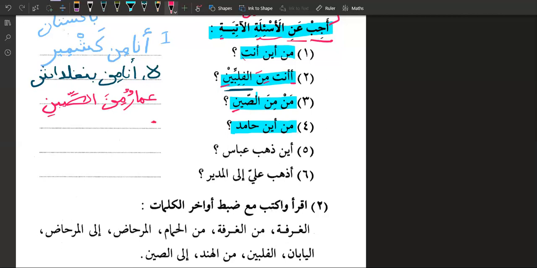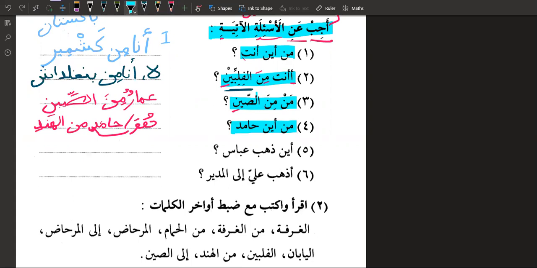So there's two ways we can write the sentence, the answer. We could say هو, or we could just write حامد. Okay. So, or we could say حامد من الهند. So if we say هو من الهند, we could just say هو من الهند, or we can just say حامد من الهند.